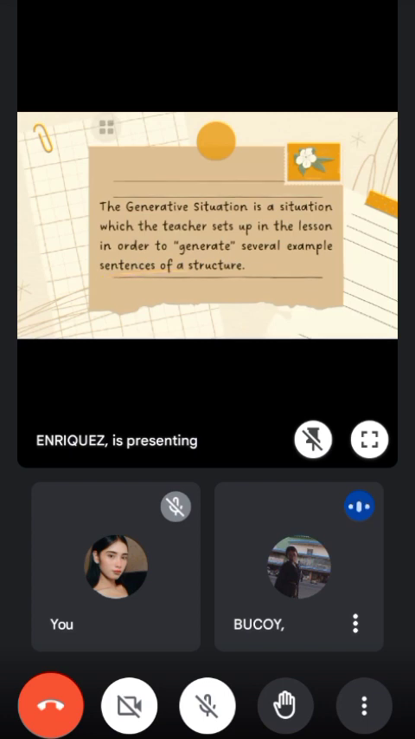So what is generative situation? Generative situation is a situation which the teacher sets up in the lesson in order to generate several example sentences of a structure. Meaning to say that, for example, in your classroom, the teacher itself, before they introduce their topic, sometimes they usually give kind of situations, and the students start to analyze what's in that situation.